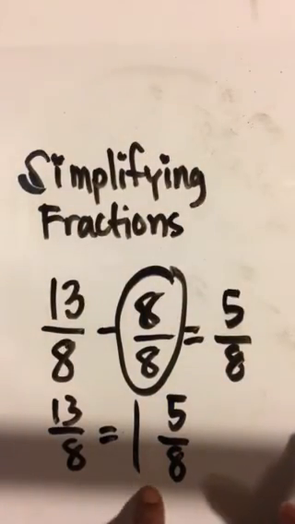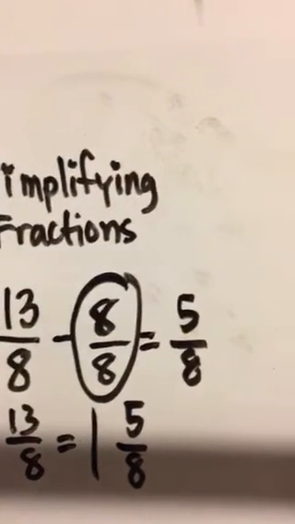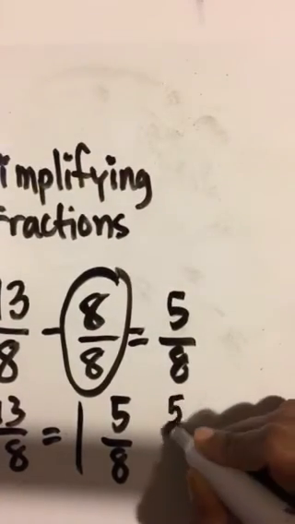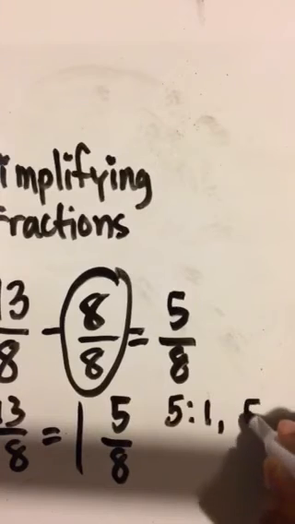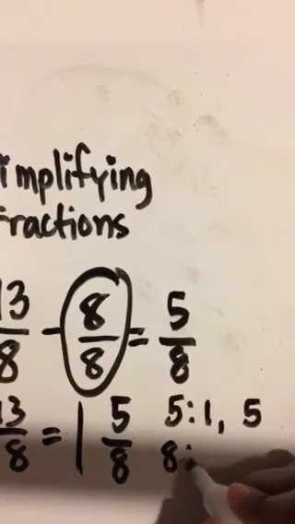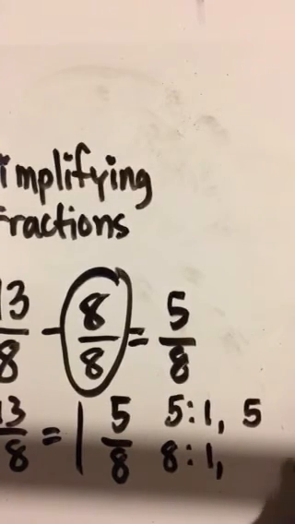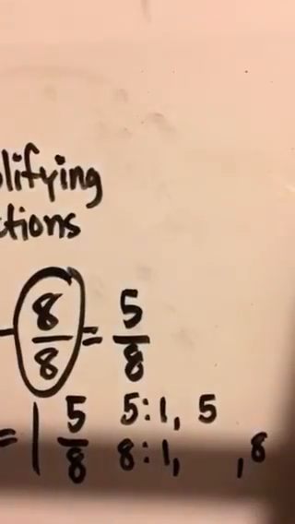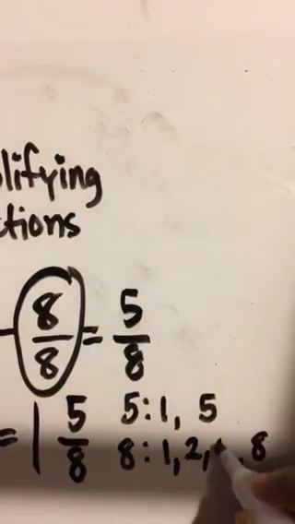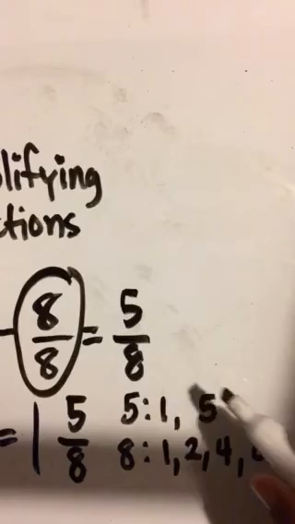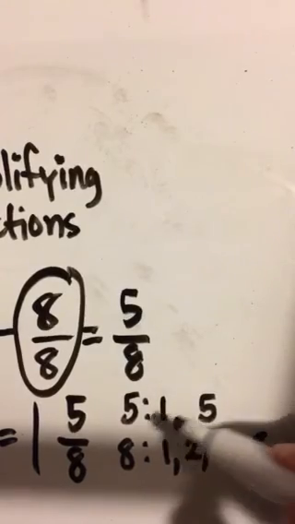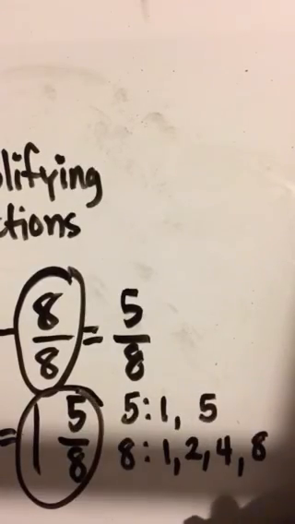Now, this might be in simplest form. I still want to find the factors. Factors of 5: 1 and 5. 8: 1 and 8, 2 and 4. The only common factor is 1, which means 1 5/8 is the simplest form.